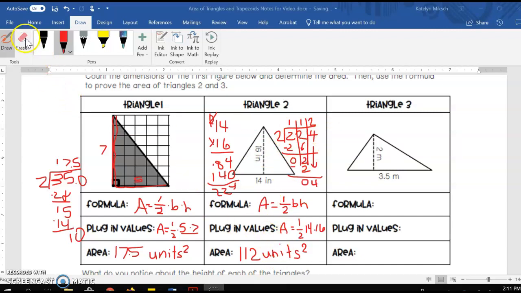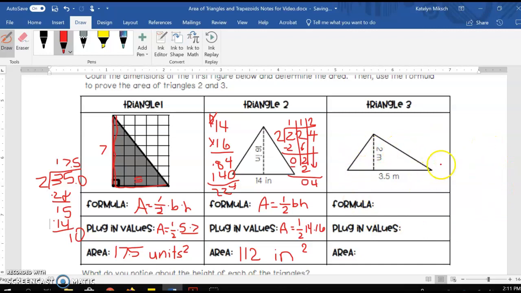And I made a mistake. I put units squared, but they did tell me a unit in this one. So I should have actually put inches squared. So I'm going to fix that really quick. The label is a very big part of area, volume, and perimeter problems, so don't leave that out.